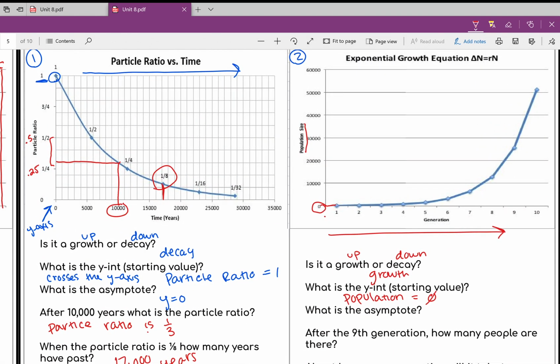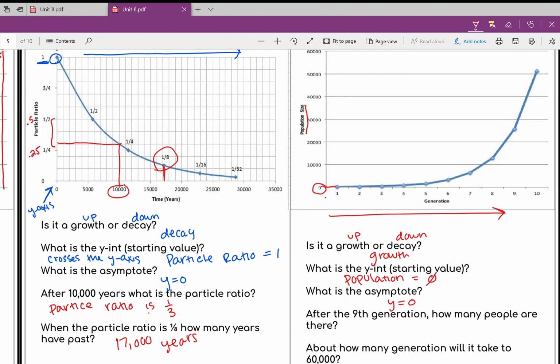Then it says, what is the asymptote? So again, this is going to be the same for every single problem in Algebra 1. Our asymptote is always going to be y equals 0. Okay? Then it says, after the 9th generation, how many people are there?